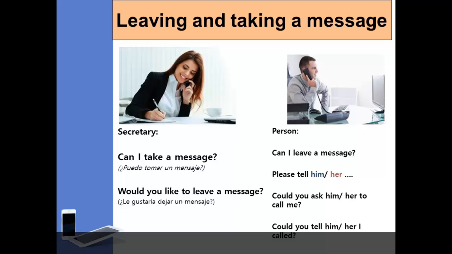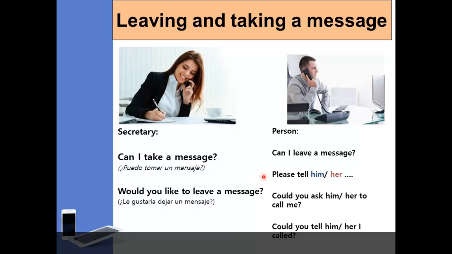Now, after we say where the person is, in case the person is not in the office, I can take a message. If you are the secretary, you can say, can I take a message? Would you like to leave a message? If you are the person, you can say, can I leave a message?